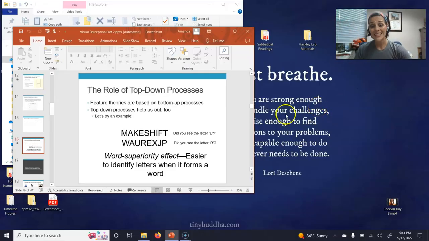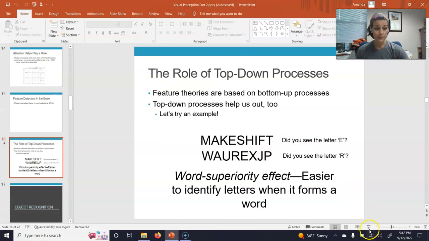So what you can see is that I briefly flashed you the word makeshift. This is an actual word. On the other hand, I gave you a random string of letters that don't make any kind of word. It's probably going to be easier for you to find that letter E when it's part of a word. It's harder for you to identify a letter when it is not part of a word. So this is a case where top-down processing ultimately helps us.